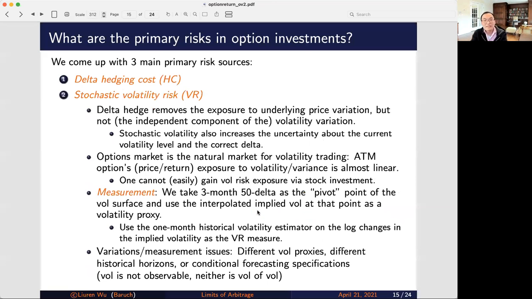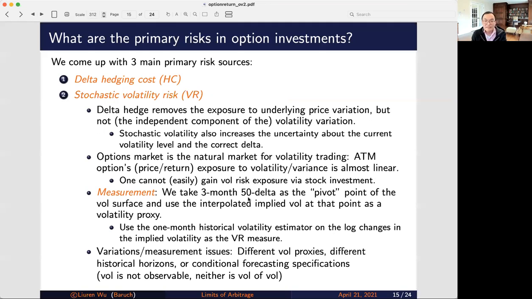The second one is stochastic volatility. Everybody talks about stochastic volatility, and the options market is a natural market for volatility trading. The question is how to measure the volatility risk, right? Volatility is not observable, and we're not even trying to measure volatility. We're trying to measure vol of vol, right? So we need to do some approximation.